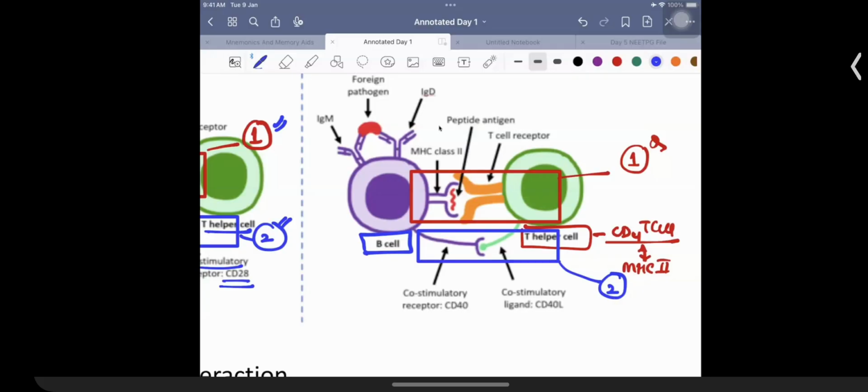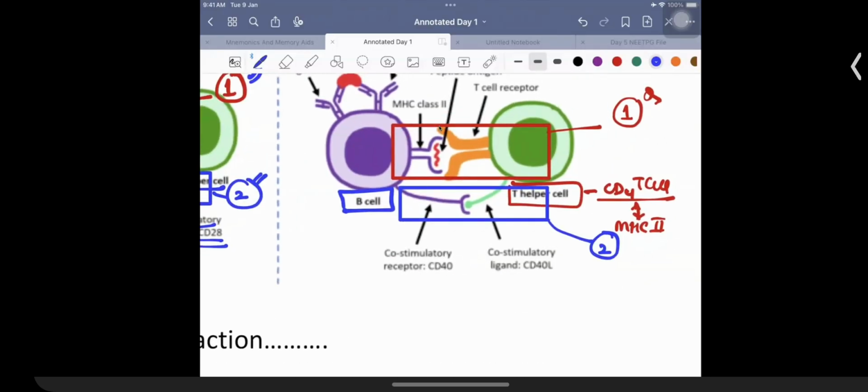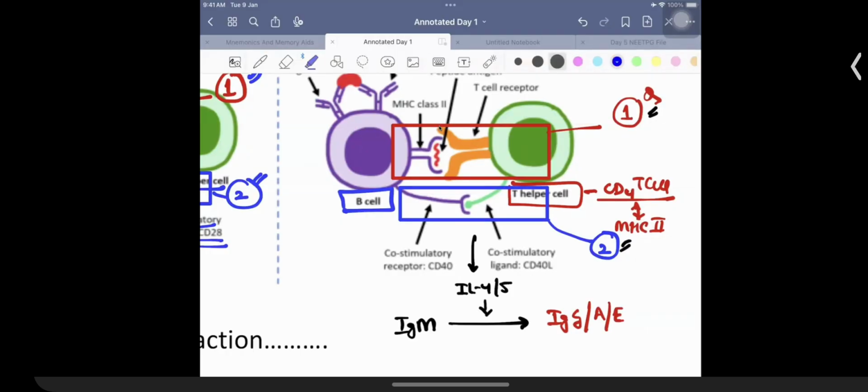For the simple reason, whenever you have the first signal as well as the second signal, this is what is responsible for secretion of interleukin 4 and interleukin 5. Why are interleukin 4 and interleukin 5 important? Because the first antibody produced by the B cell is IgM, and after some time, the antibody produced by the B cell is IgG, IgA, and IgE. What is this phenomenon called? All of you know that fact. It is given the name of isotype switching. Change in the nature of antibody. Antibody switching or isotype switching.